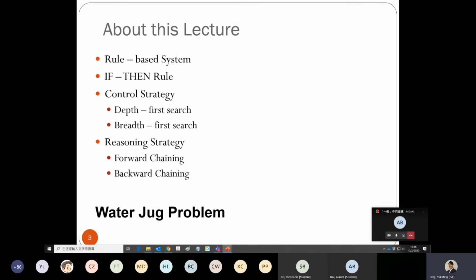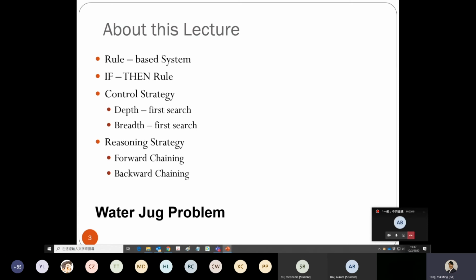So what is rule-based reasoning? Rule-based reasoning is solving a problem by using if-then rules. It seems quite simple, but this rule-based reasoning has been developed for many years and was applied in artificial intelligence systems many years ago. So this is a very important approach that has been used for a long time.